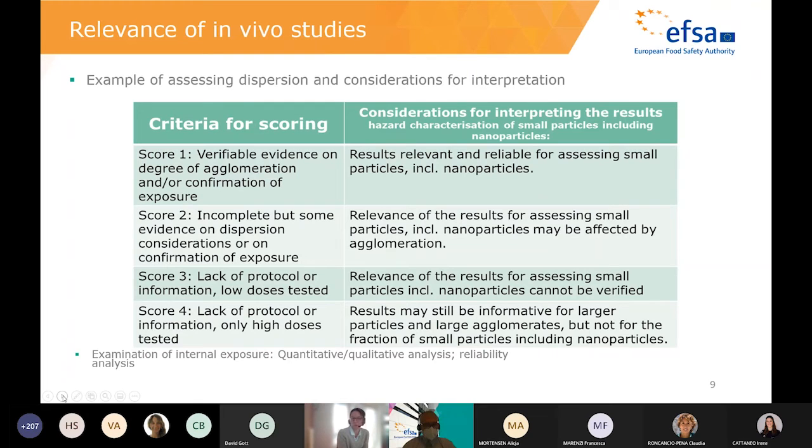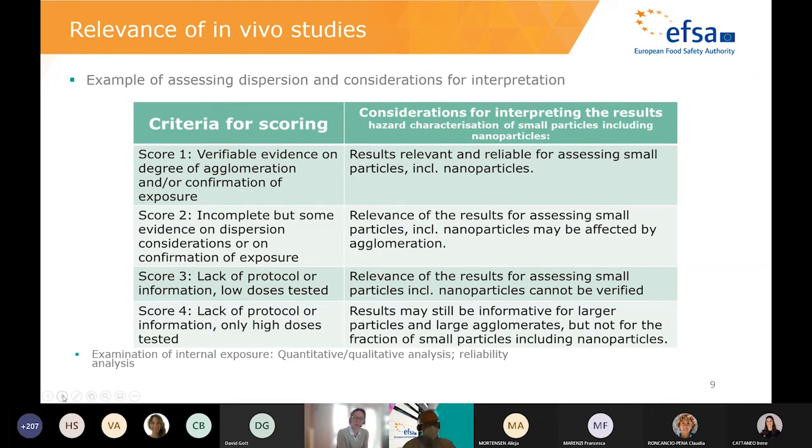A slightly lower score could be given to studies that are incomplete, but there's still evidence on dispersion considerations or on confirmation, or if there is some confirmation on internal exposure. Then the relevance of the results for assessing small particles, including nanoparticles, may be affected by the agglomeration, but there is still relevance there.